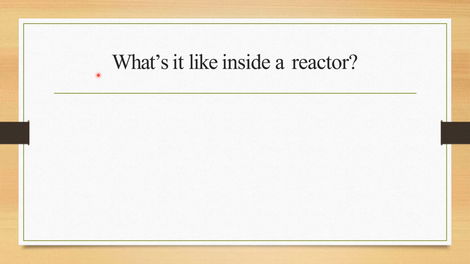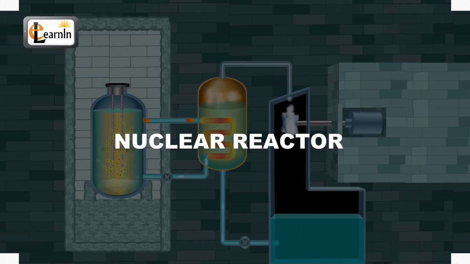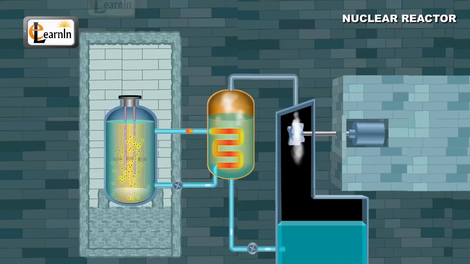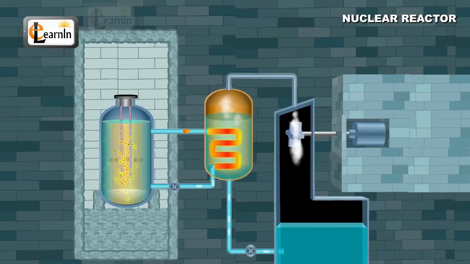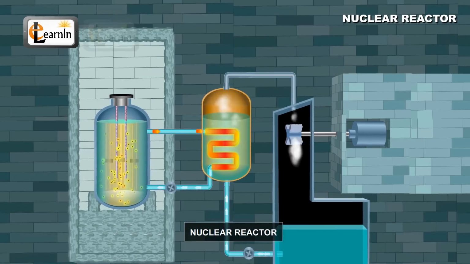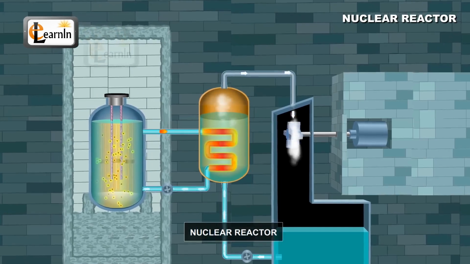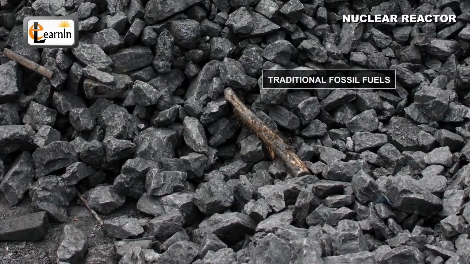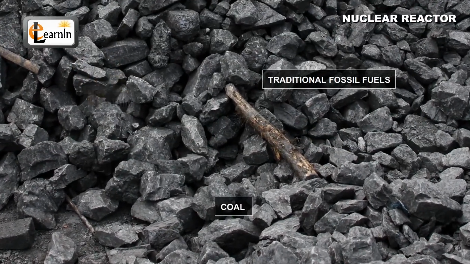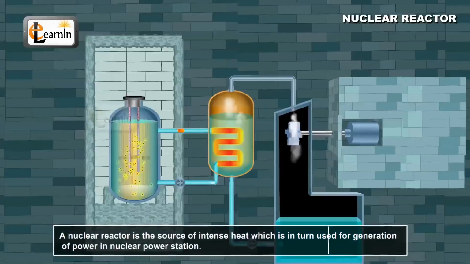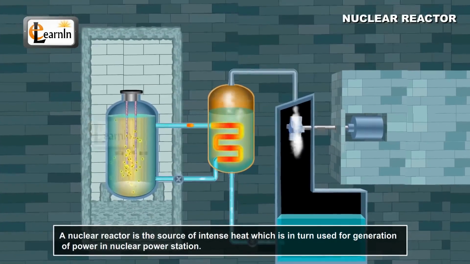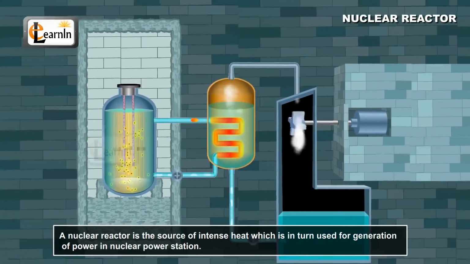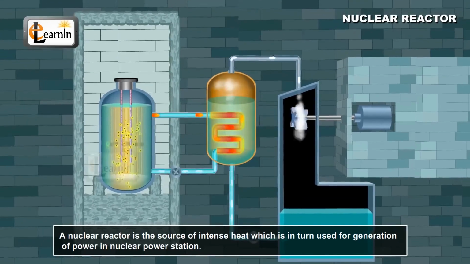Let us have a look at what it is like inside a nuclear reactor. In this video, we're going to learn about the nuclear reactor. Nuclear reactors are modern-day devices extensively used for power generation, as traditional fossil fuels like coal are at the brink of extinction. A nuclear reactor is the source of intense heat, which is in turn used for generation of power in nuclear power stations.